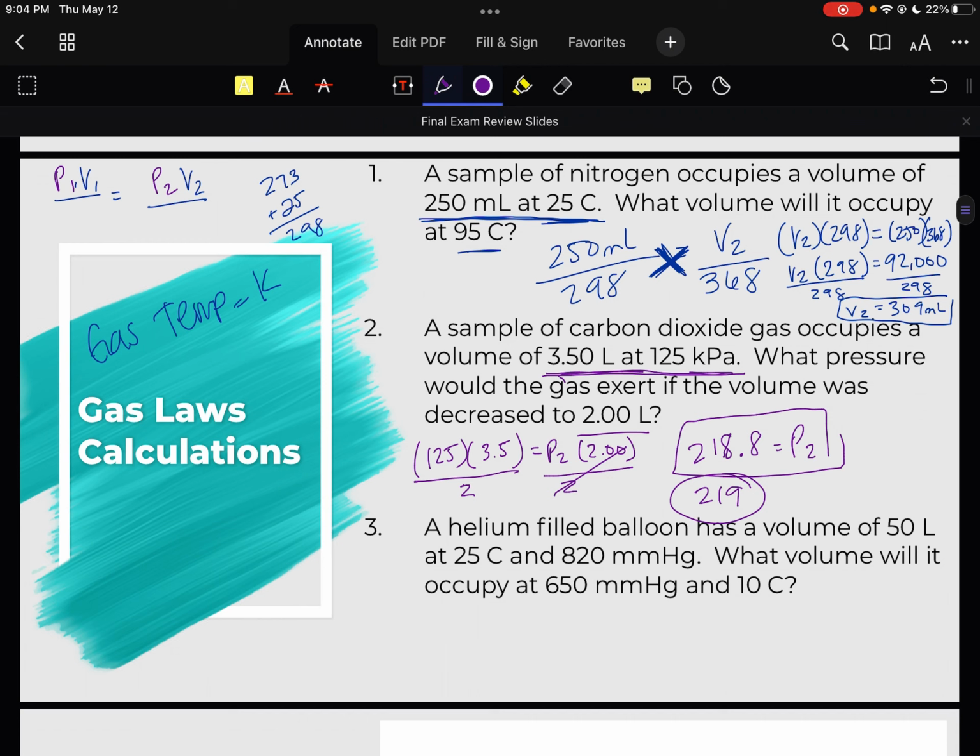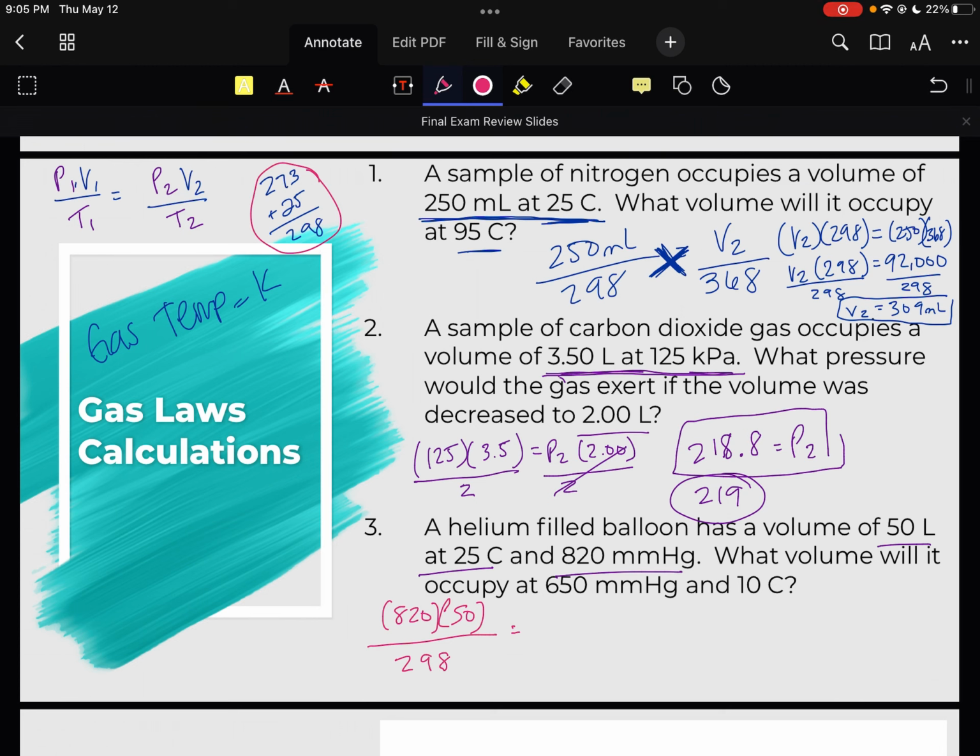For number 3, it's talking about a helium balloon. We have a volume and a temperature and a pressure, and then we have some other information. So in this case, we're going to use all of our variables. So let me change my color. So pressure, right? The first information is always our ones. So we're given 820. So I'm just plugging that in. My volume is 50. Now this is 25 Celsius, so I do have to add 273. So I get 298. Right? That's the same as right here.